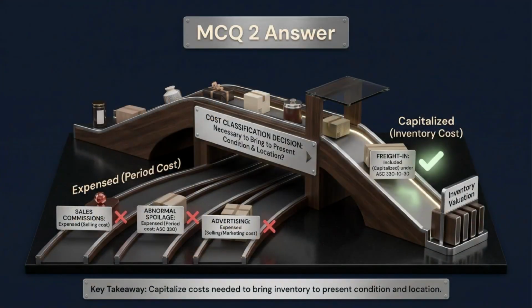Freight in is capitalized because it is necessary to bring the goods to the warehouse and prepare them for sale. A is wrong because sales commissions are selling costs and are expensed as incurred. They happen after the goods are ready for sale. C is wrong because abnormal spoilage is an avoidable or unusual cost, and ASC 330 treats it as a period cost. D is wrong because advertising is a selling and marketing cost, even if the advertisement is for that specific product. The rule is capitalize costs needed to bring inventory to present condition and location.